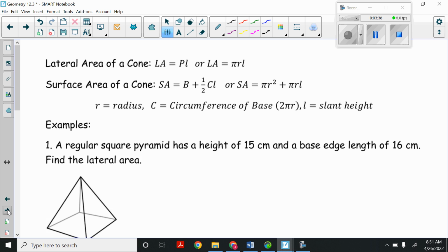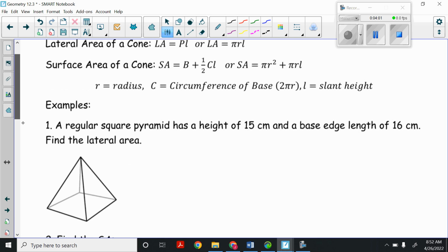The surface area of a cone is 1/2 capital CL plus the base, okay? C is the circumference of the base, which is going to be 2 pi r. So then the surface area would be pi r squared plus pi rl, which is the lateral area plus the area of the base, which is the circle. All right, so now we're going to look at some examples.